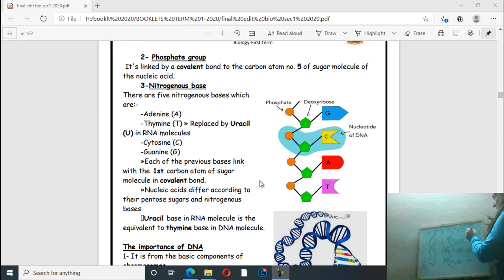So adenine binds to thymine by a double hydrogen bond. Thymine binds to adenine by a double hydrogen bond. Guanine binds to cytosine by a triple hydrogen bond, and so on. So adenine and thymine bind together by a double bond, and guanine and cytosine bind together by a triple bond. Here we have adenine and thymine.